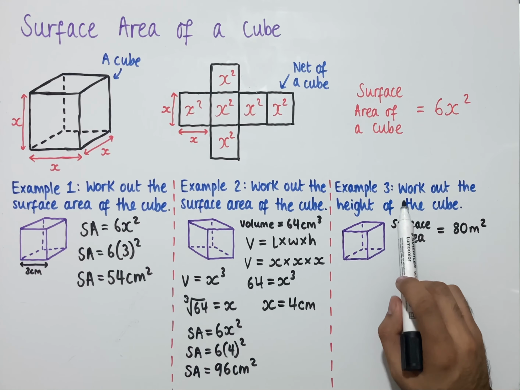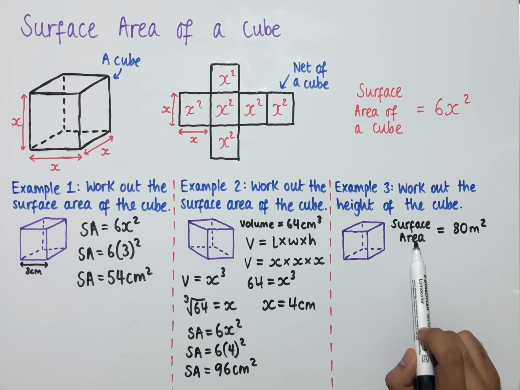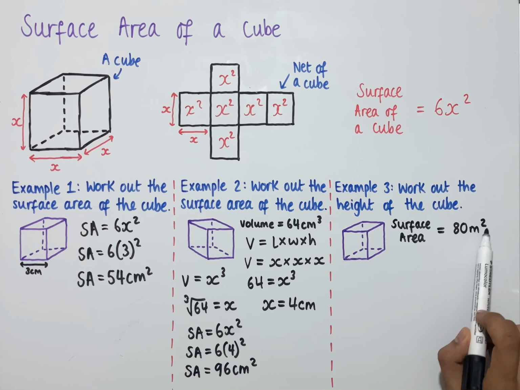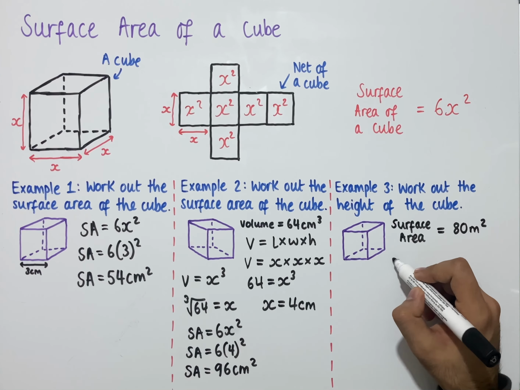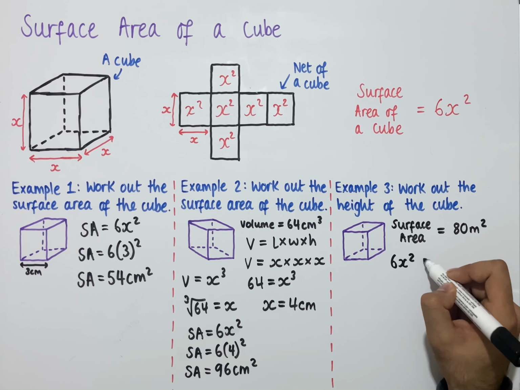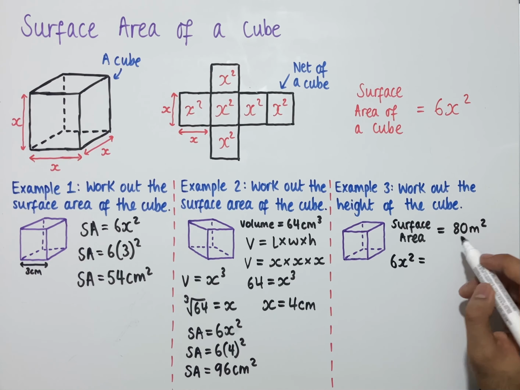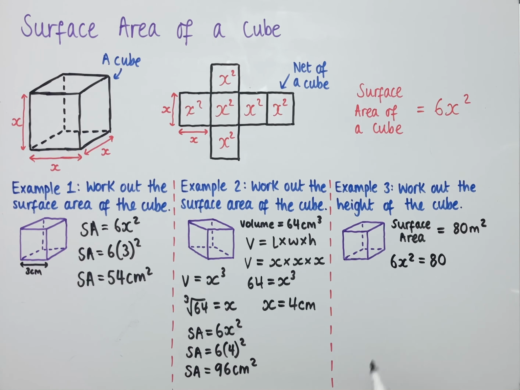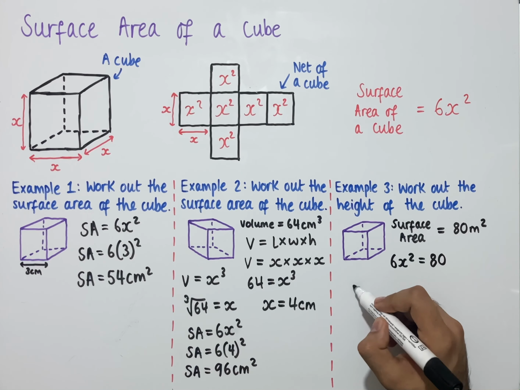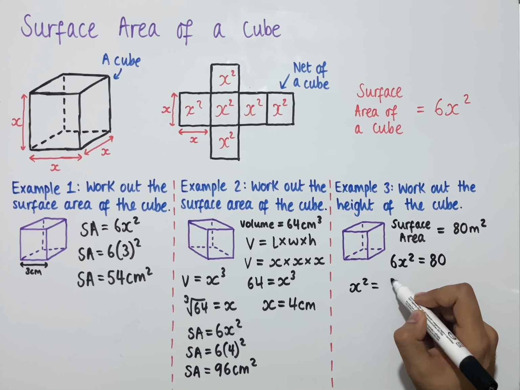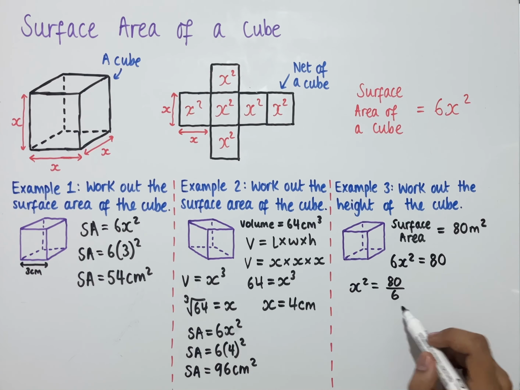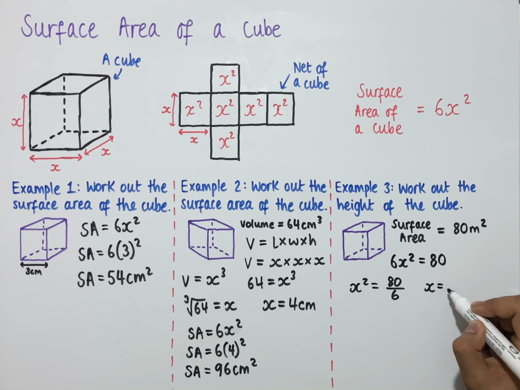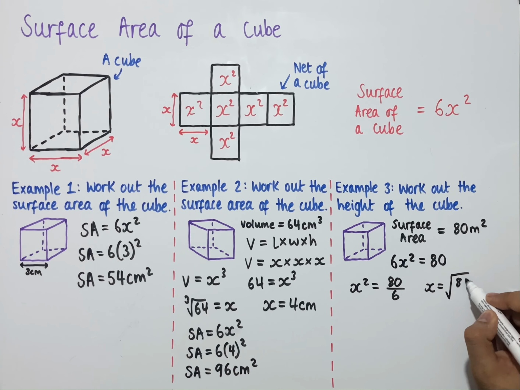The last example says to work out the height of the cube, where the cube has a surface area of 80 meters squared. So in this case, we can use our formula for the surface area of a cube. And so we have 6x squared equals the surface area, which in this question is 80. And so to solve for x, we would divide both sides by 6 to give us x squared equals 80 over 6. And so to work out x, we would take the square root of both sides. So x equals the square root of 80 divided by 6.